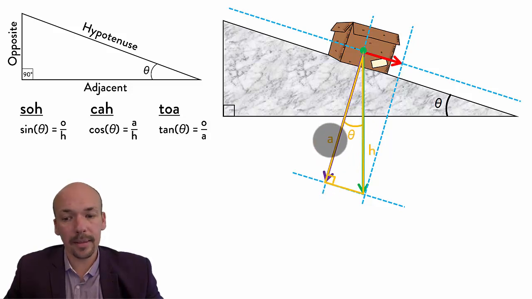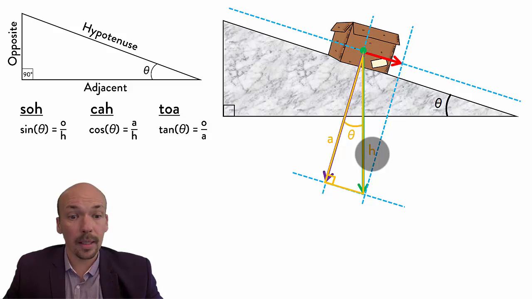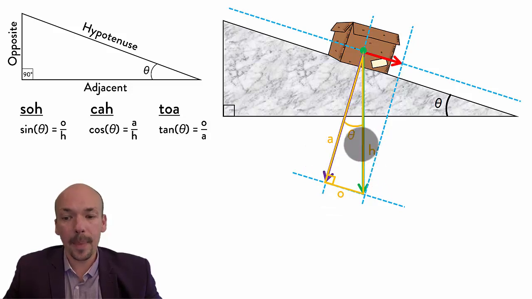So this one is the adjacent. This one is the hypotenuse. I'm very bad at pronouncing that one, but it's this one actually. And this one is the opposite. So now let's see how we can call those forces. So first, this one is the gravitational force.